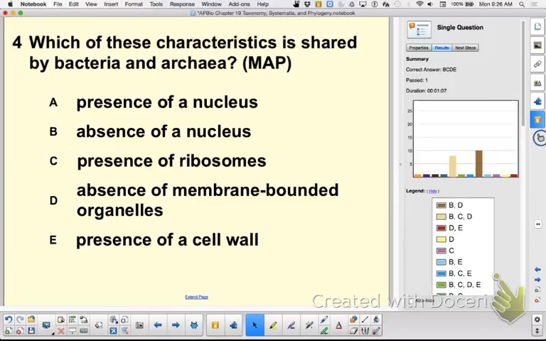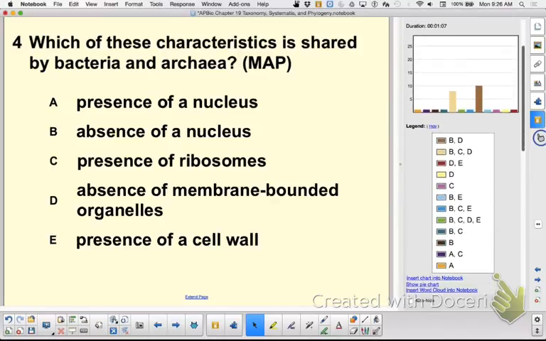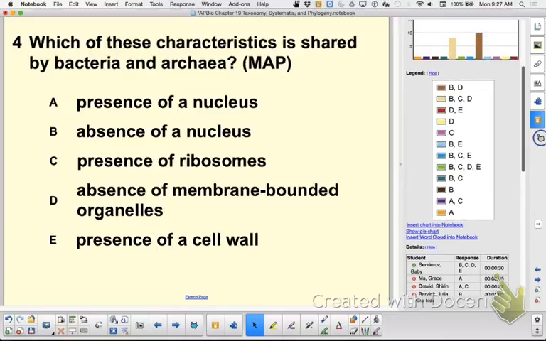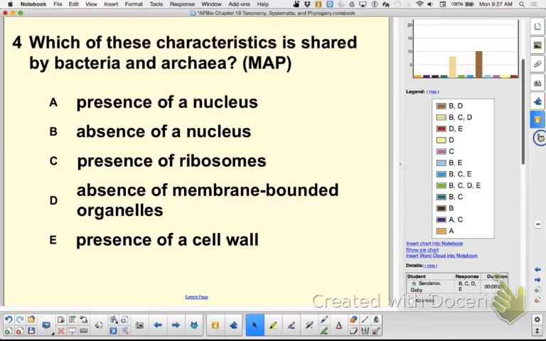No one got it right? No one got it right. No, one person. Oh, one person did? You're right. Let's find out who that is. Oh, Gabby! Well done. So B, C, D, and E are all characteristics shared by bacteria and archaea.